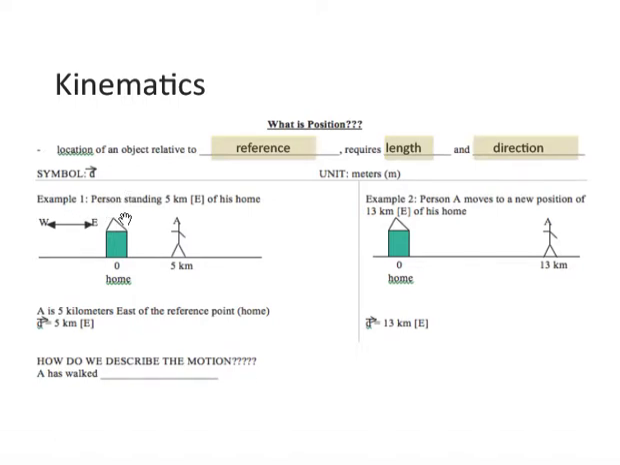Example 1. A person is standing 5 kilometers east of his home. The E in the bracket stands for east. And so the home here is the reference point. Basically we're saying this person is standing 5 kilometers east of his reference point. Here we have the direction east and west defined. So we would write d equals 5 kilometers east. Please highlight this. If you haven't already done so, please write down that d, or position, is a vector.